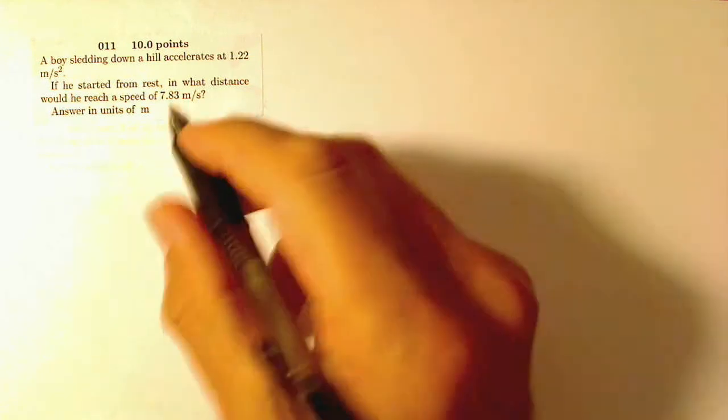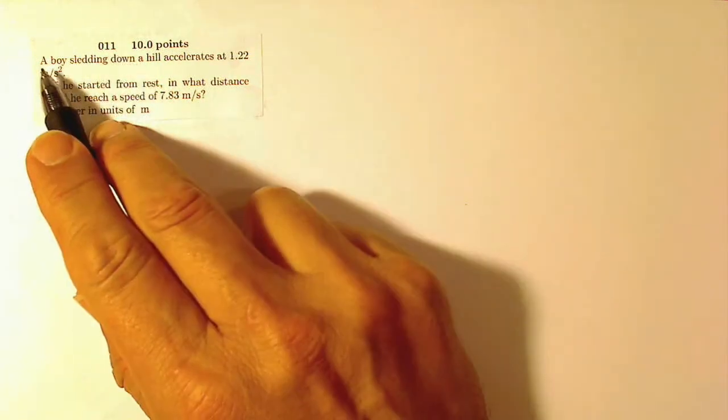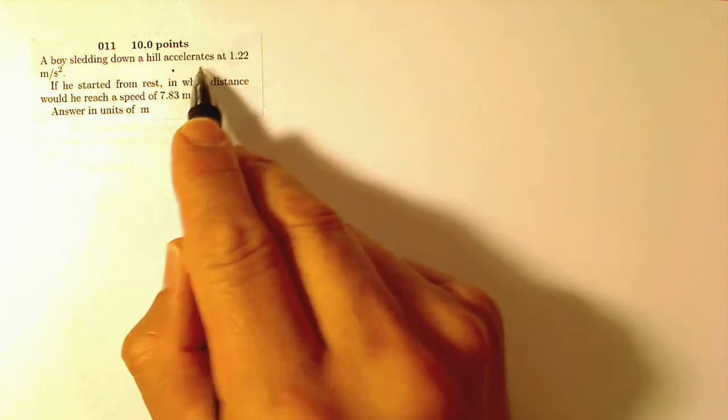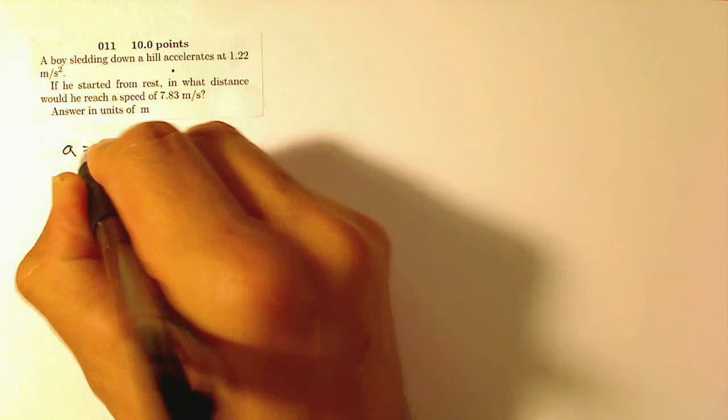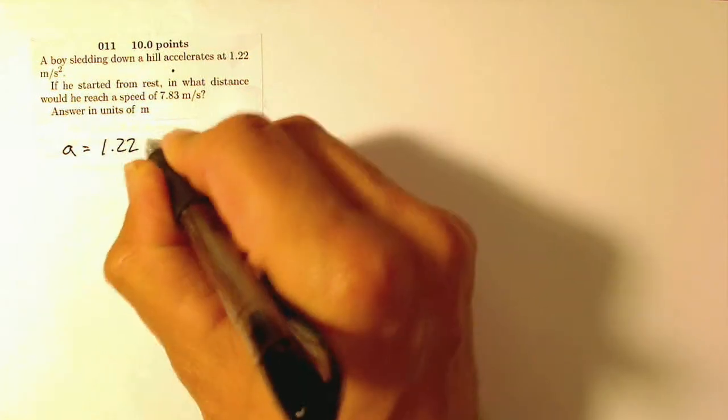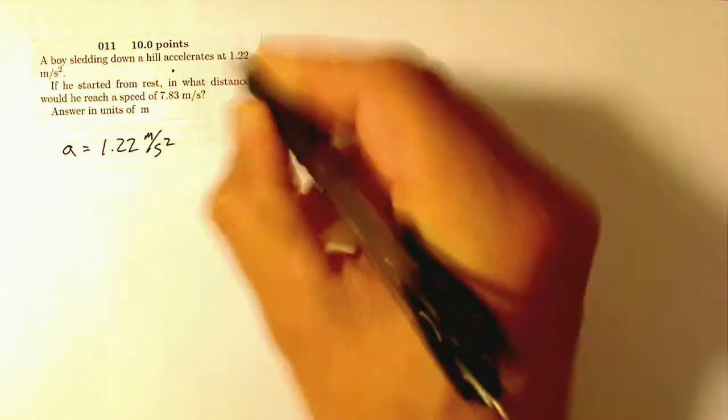This is Mr. Beck Does Your Homework, AP Physics, homework 2.3, for equations of motion. This is question number 11. It says a boy sledding down a hill accelerates at 1.22 meters per second squared. So my acceleration is 1.22 meters per second squared.